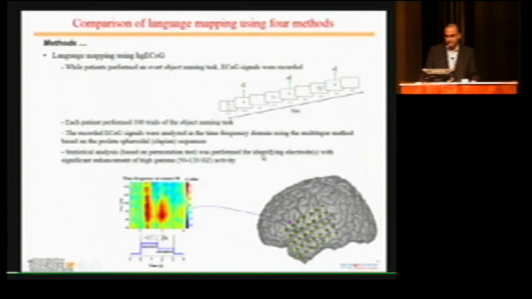So this is an example patient. This time frequency analysis shows the activity of electrode number 36 here, and this electrode is within the Broca area. As you can see here, the x-axis is time. During 1.5 seconds of observation of the object, you can clearly see that we have significant enhancement of the high gamma frequency compared to the baseline. And also during the articulation, when patients try to say the name of the word, again, we have enhancement of the high gamma during the articulation.